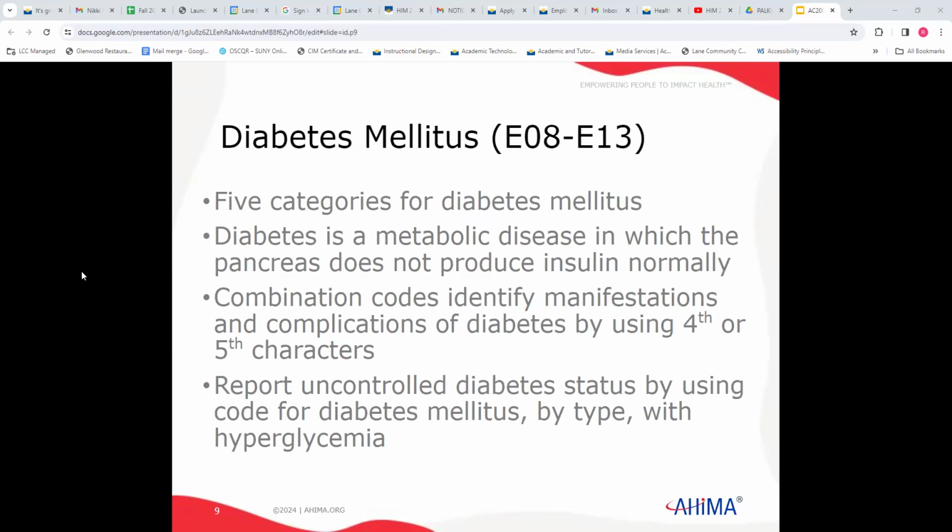There are basically 5 categories of diabetes. Diabetes is the global term used for the condition where the pancreas does not produce insulin normally. Again, as we talked about, there are combination codes that talk about the different manifestations and complications. These follow to the right of the period using the fourth and fifth characters. And we would report uncontrolled diabetes status by using the code for diabetes by the type with hyperglycemia.